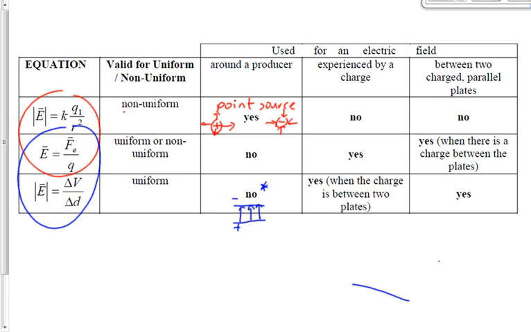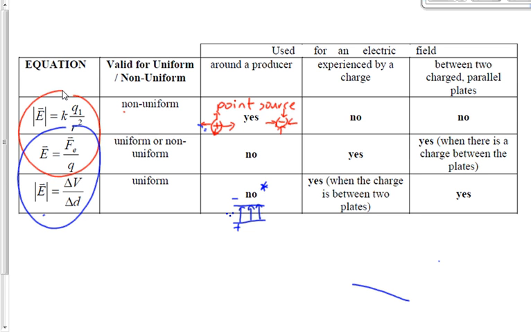You're never going to be asked a question that says, can you use this equation around a producer? You're just going to have to know when you can use this equation and when you can't. So if what we've said there makes sense to you, it doesn't really matter what word we put in there, as long as you understand what I mean by no. I mean that you can't use it around something like this, but you can use it in between something like this.